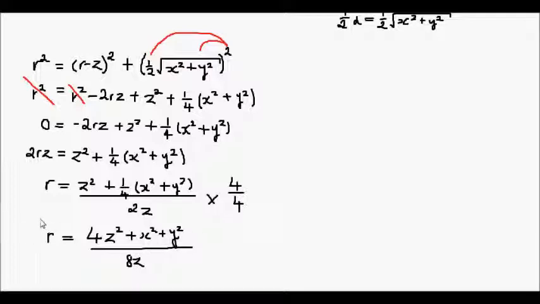So there we have it. We have successfully found the radius of the bowl in terms of the variables x, y, and z, which is what we were asked to do in the first place.